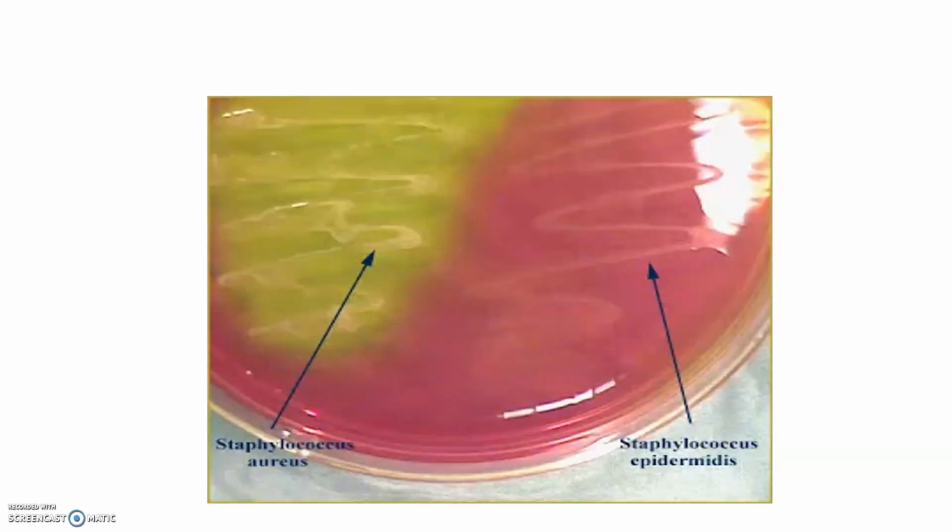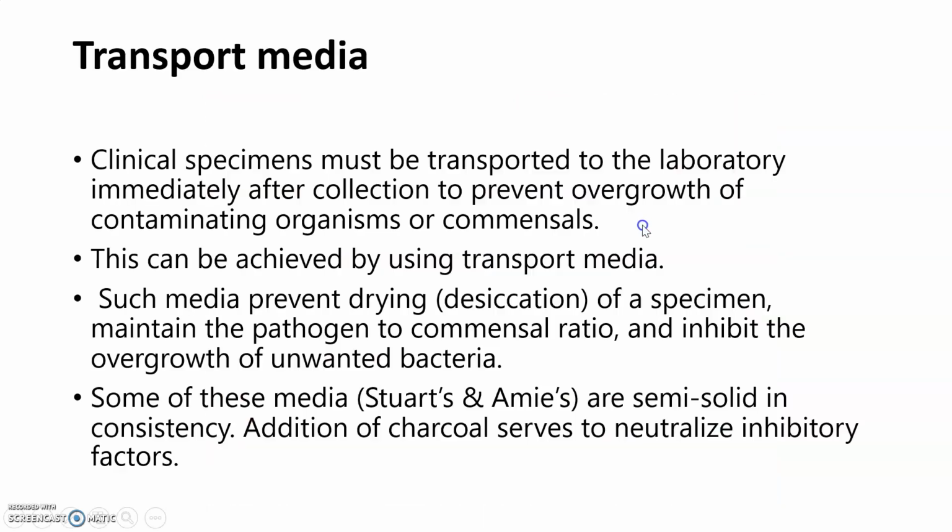This is an example for mannitol salt agar. The yellow color is the mannitol fermentation, so the Staphylococcus aureus undergoes mannitol fermentation to produce yellow colony. Whereas Staphylococcus epidermidis, another species of Staphylococcus, doesn't undergo mannitol fermentation. So they appear the same as before. They don't undergo any fermentation.